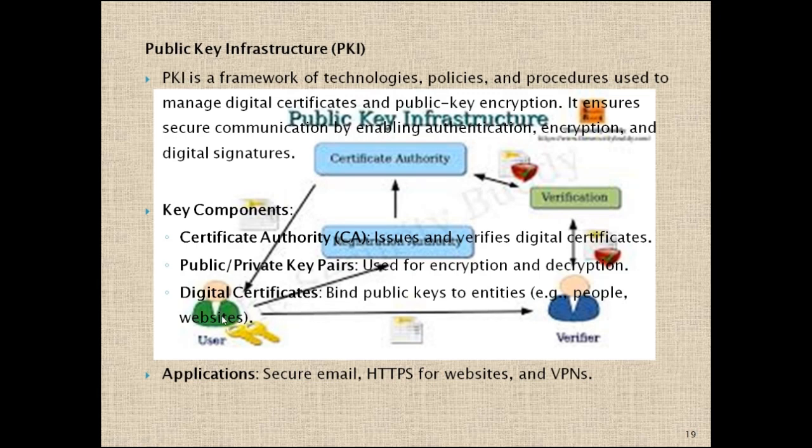So every time you are trying to access another site, it knows an authentic user or authentic site is trying to gain access. Then what are the applications of these PKIs? Secure email, HTTPS. You will see that HTTP, then S, which is the secure version for websites, and VPNs.